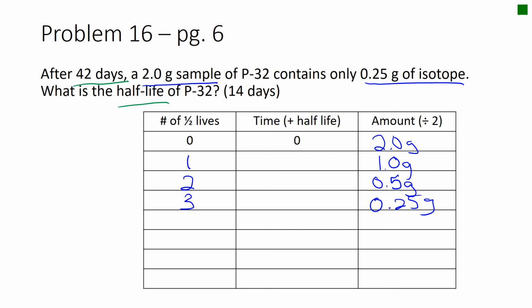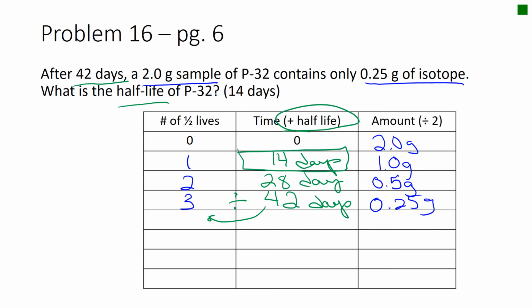Now, looking at this, it took 42 days to get here. So this was 42 days. And now what we need to do is what we did on the previous problem. You're going to divide 42 by 3, and you get 14 days. Then to fill in the rest of the chart, remember you add a half-life each time. So I'm going to add 14, and this is a good idea just to check it anyways. I get 28 days. And then if I add another 14, I should get 42. If I don't, I did something wrong. I did get 42. So I know that my final answer for my half-life is 14 days.